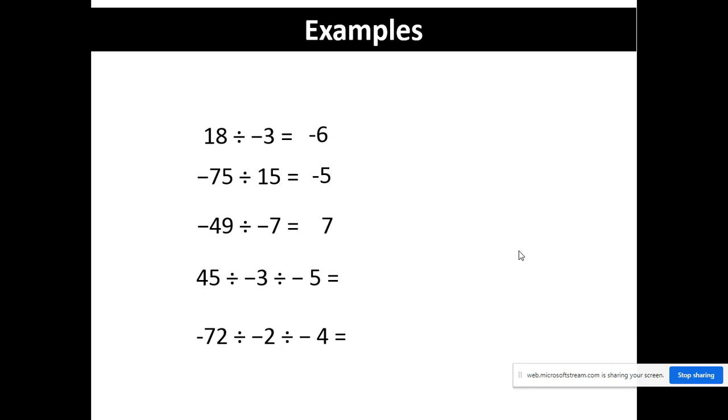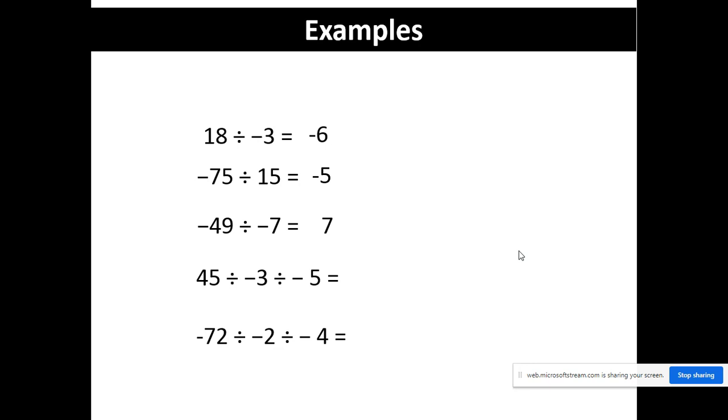Remember what we said? If the signs are the same, you get a positive answer. In this case, both the signs are the same. In my question, 49 has a negative sign and the 7 has a negative sign. So negative divided by negative gives me positive. And so my answer is just going to be 7. Okay, you don't need to write positive 7 or plus 7 as your answer. You can just leave it as 7.